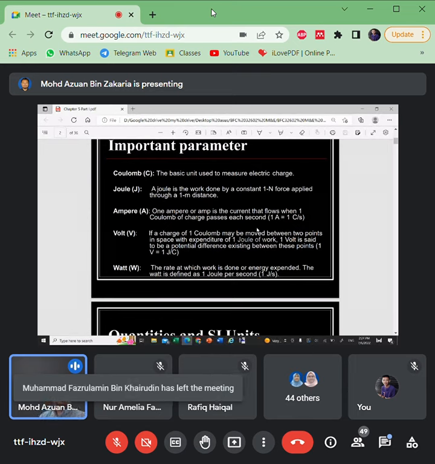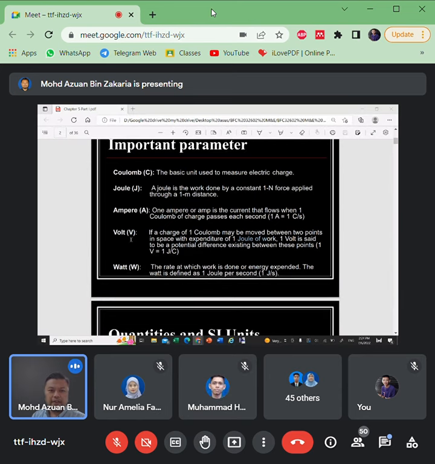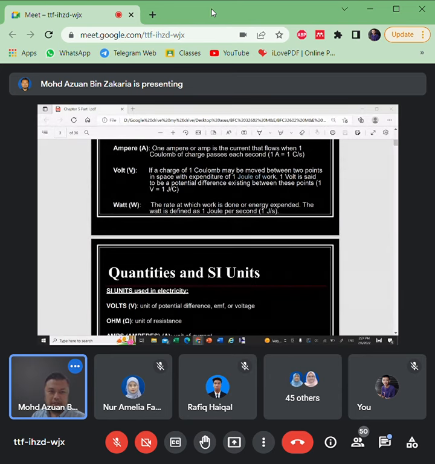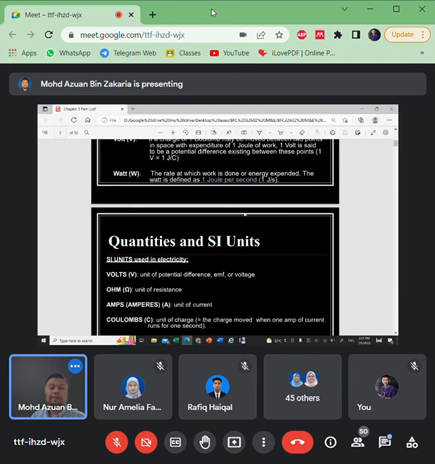Which means the volt is the work or energy required for one charge to move from one point to another point. So that is the volt. Later we will see what voltage is. And then the rate at which work is done or energy expended: the watt is defined as 1 joule per second.